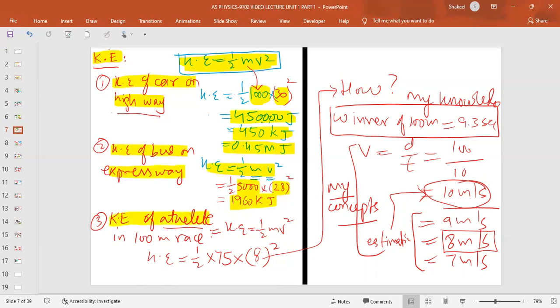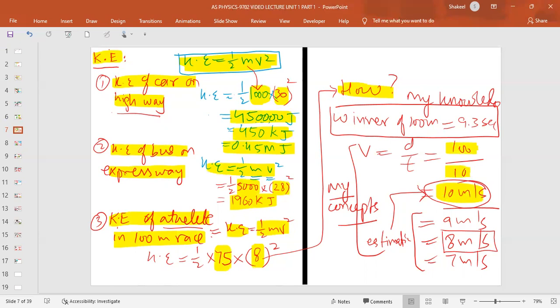Then kinetic energy of athlete in 100-meter race. So you know it is half mv squared. Mass of athlete is around 75 and speed is around 8 meter per second. How is the speed estimated? You know that the winner is almost taking like 10 seconds to cover 100 meters, so 10 meter per second, but this speed is rare. Not every athlete is having this speed.